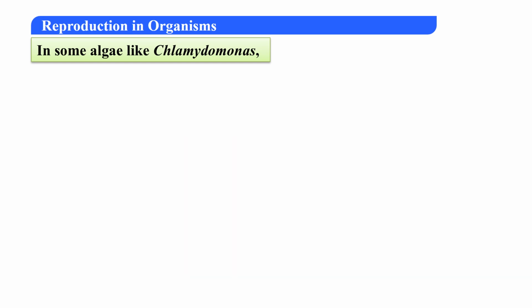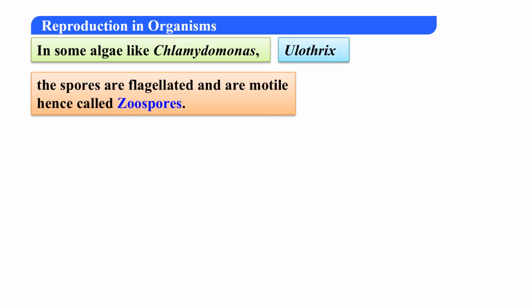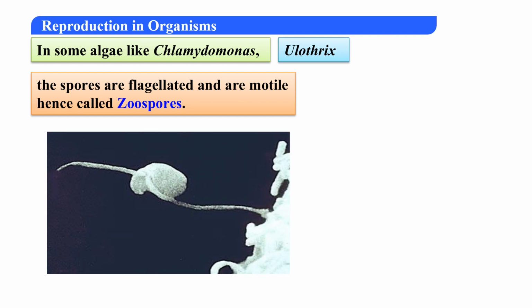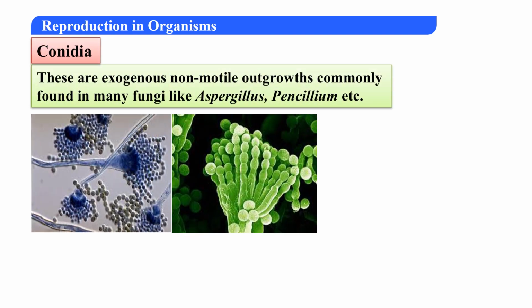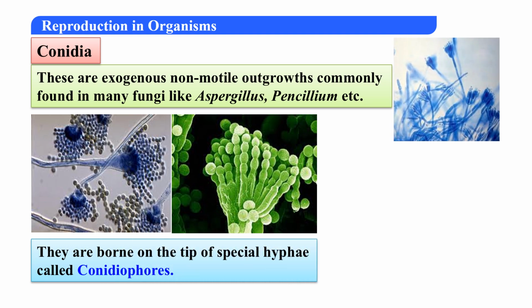In some algae like Chlamydomonas and Ulothrix, the spores are flagellated and motile and hence called zoospores. Zoospores have wider distribution and increase the chance of survival. Conidia. These are the exogenous non-motile outgrowths commonly found in many fungi like Aspergillus, Penicillium, etc. They are borne on the tip of special hyphae called conidiophores.